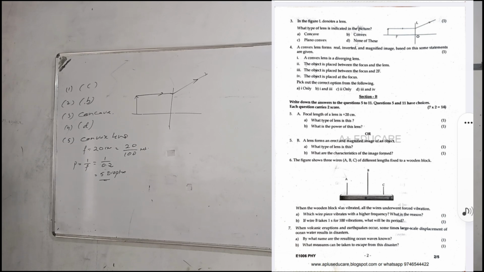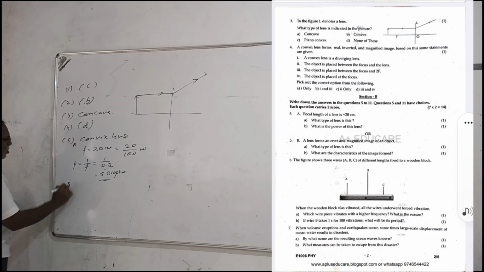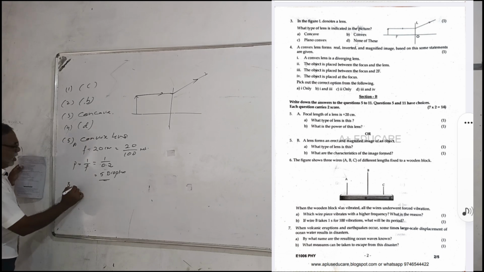And in the same question, B is there. Question B: a lens forms an erect and magnified image of an object. What type of lens is this? Erect magnified image, that is also the convex lens only. When the object is between F and the lens, you are getting the erect magnified image in a convex lens. So the answer is convex lens.